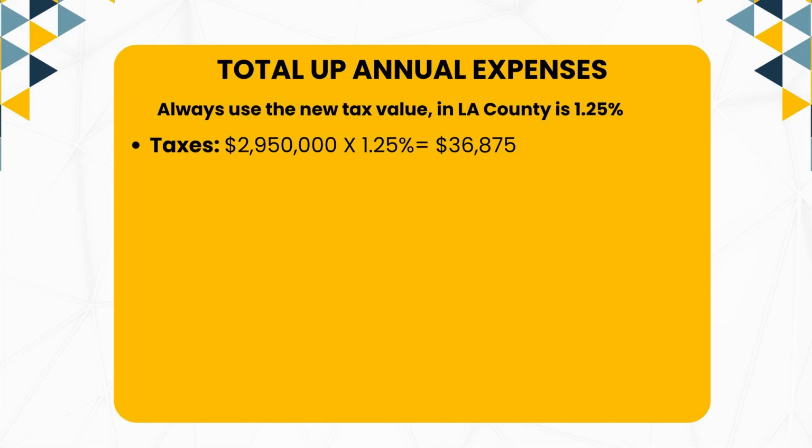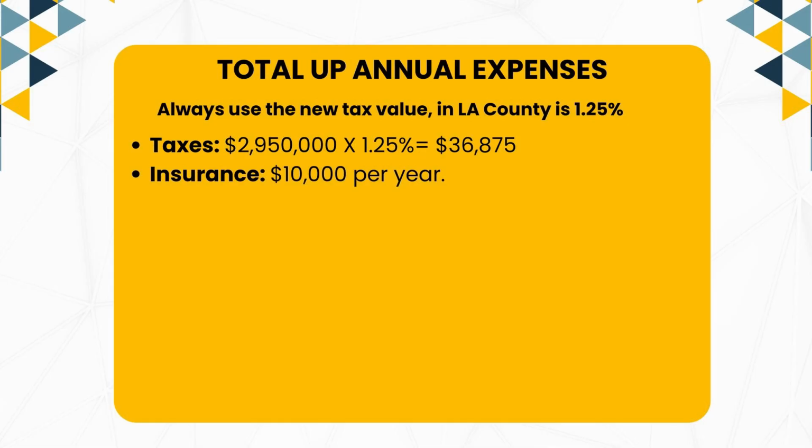$2,950,000 multiplied by 1.25% will give us $36,875. The second annual expense is insurance. In this example, we're using $10,000 per year.